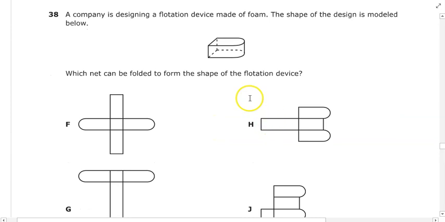38. Companies designing a flotation device made of foam. The shape of the design is modeled below. So we have this interesting shape here. Which net can be folded to form this flotation? So basically, what shapes do we see here? So there's an obvious small rectangle here. On the bottom, we have these shapes that look kind of like a rectangle with a semicircle on top.